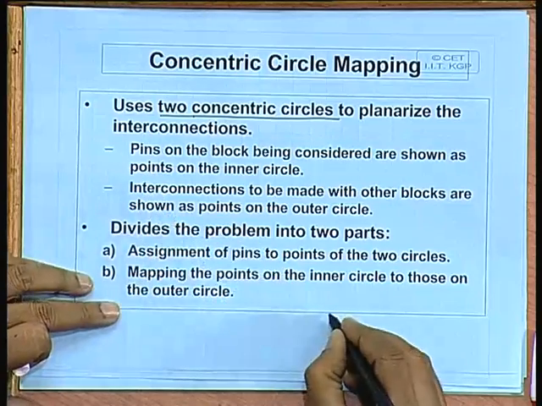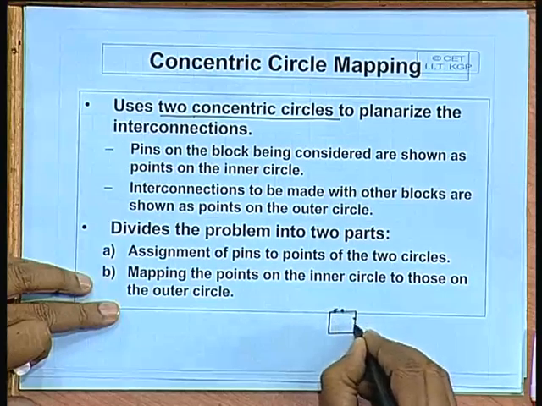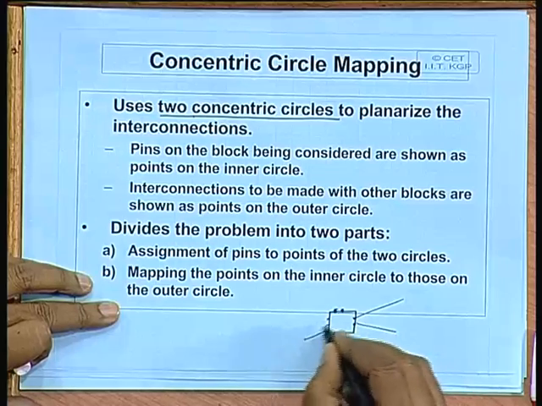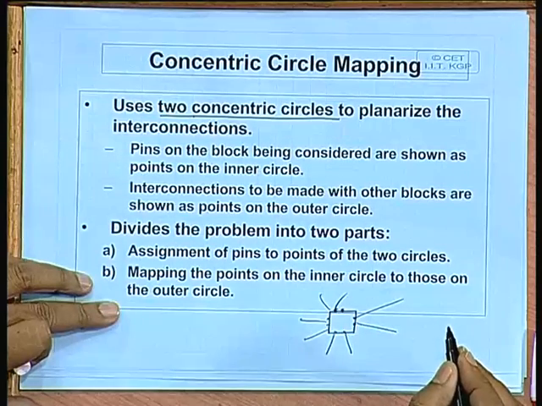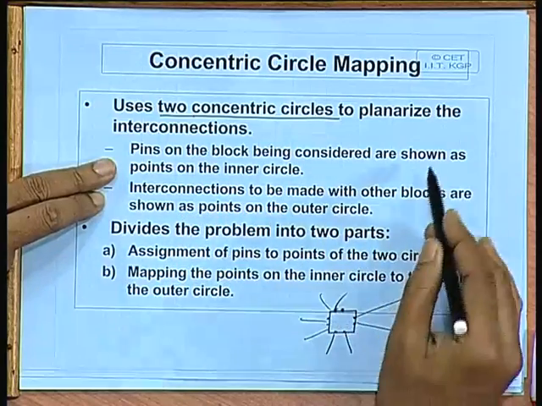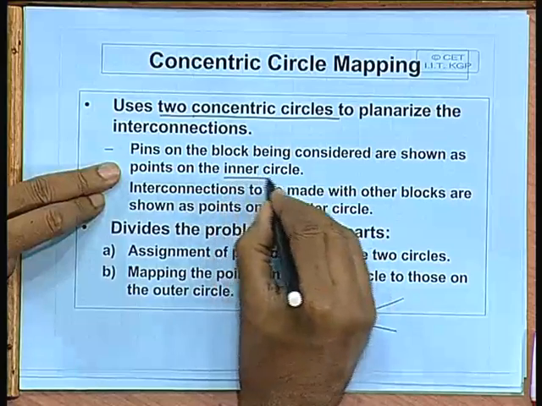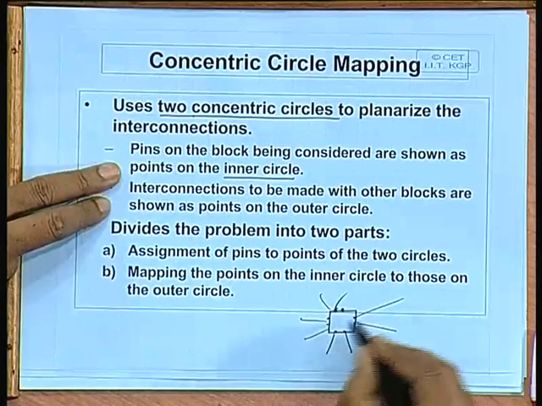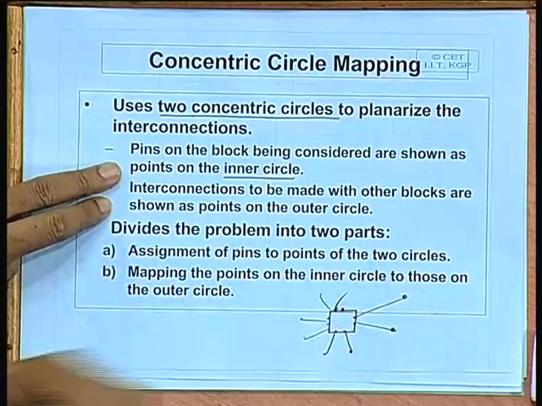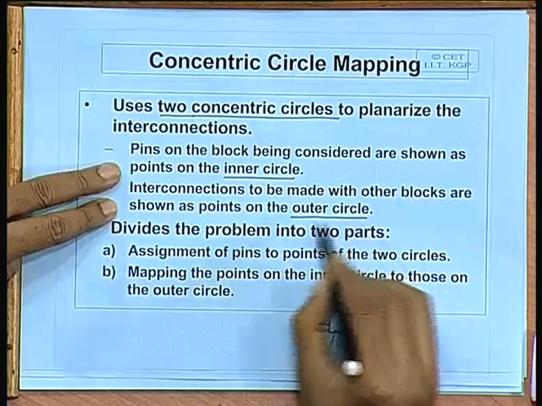See, there is a block with pins on its sides. Well, you are wanting to interconnect these pins to pins of other blocks. So, pins on the block being considered, this one, are shown as points of the inner circle. I will show you an example. There is a concept of an inner circle. Similarly, the points to which you want to make the connections for the other blocks, those are shown as points on another circle, that is called the outer circle.